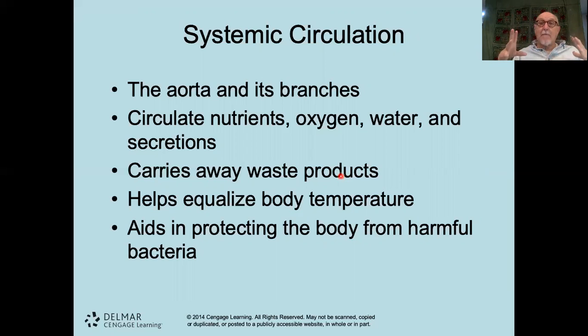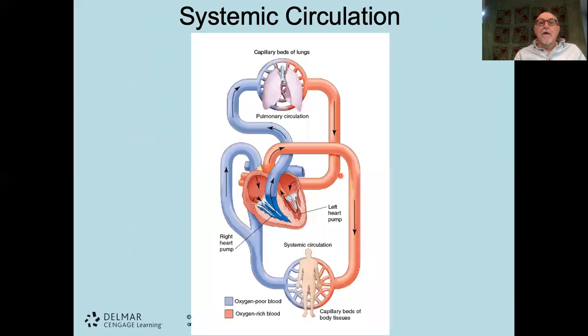It's going to pick up waste products and move them to organs of excretion. It's going to be equalizing, regulating the body temperature, especially through all the surface vessels. And it's going to be moving the elements of the immune system around the body to protect the body from infections and that sort of thing. So this is what we mean by the systemic circulation.